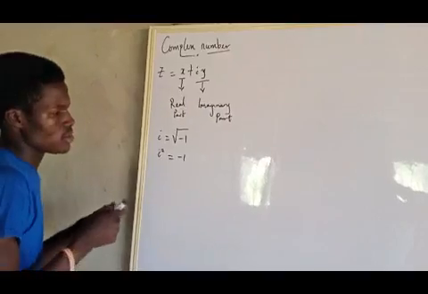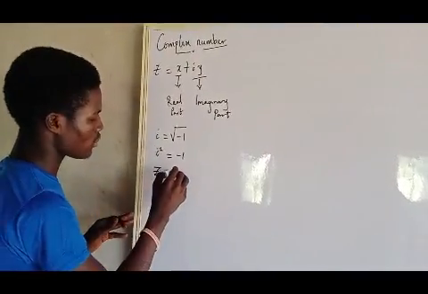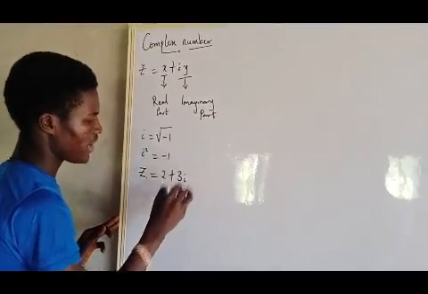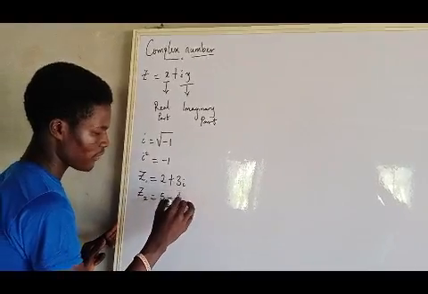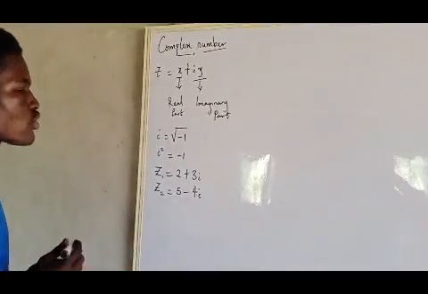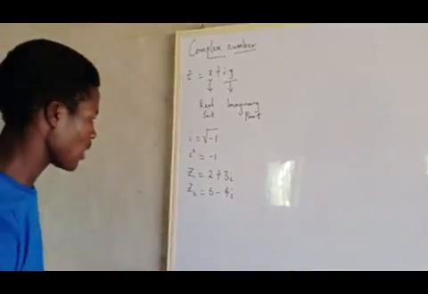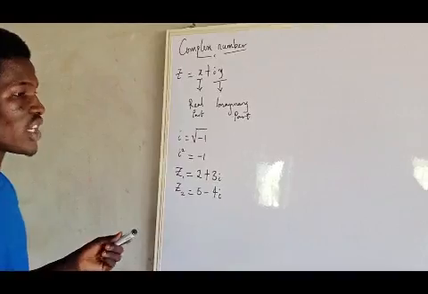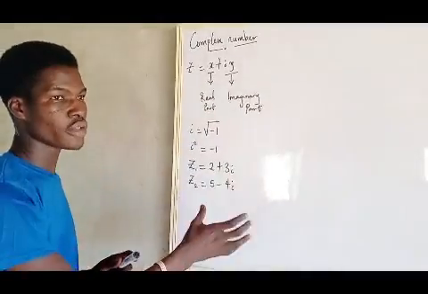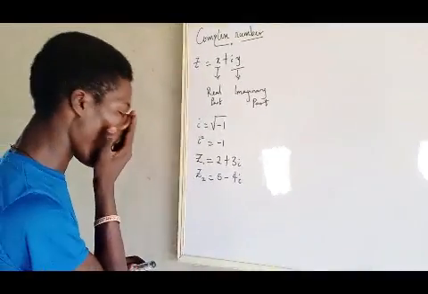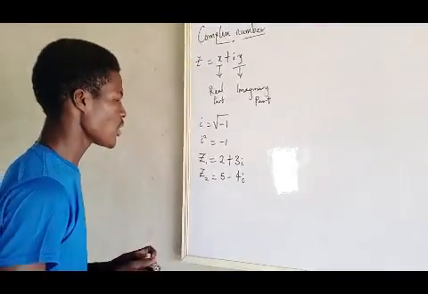So let's say I have z1 to be 2 plus 3i, and my z2 is 5 minus 4i. Now, we want to run through some basic algebra of complex numbers. The first one is addition, then subtraction, multiplication, and division. We are going to use this single example to run through those four algebras of complex numbers.